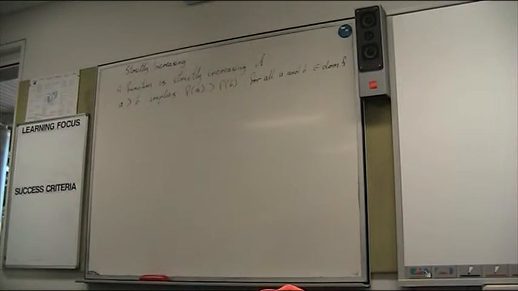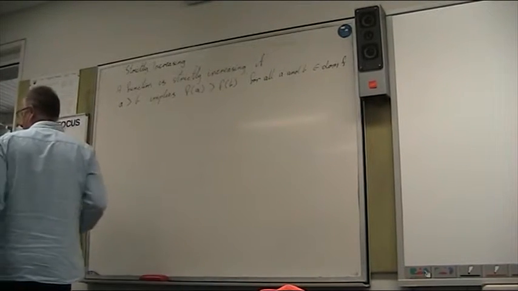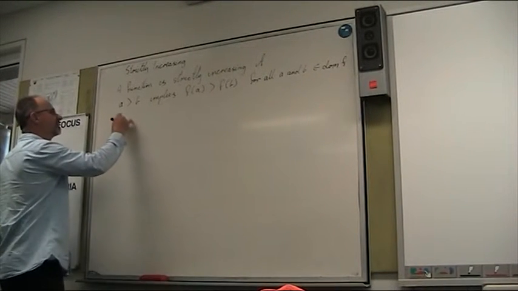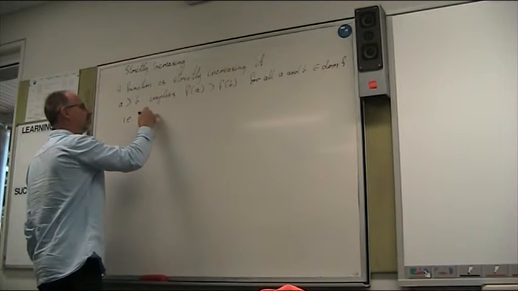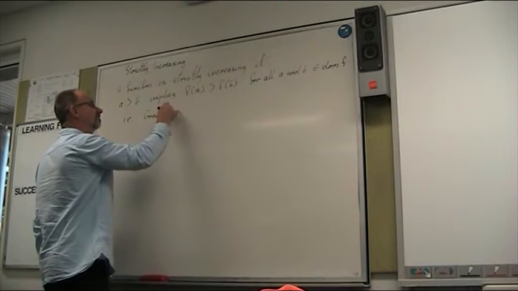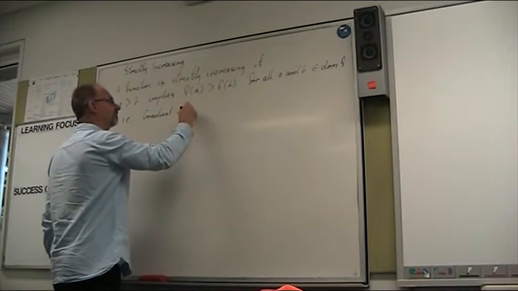Alright, that's the mathematical mumbo jumbo. What does that mean? What it means is that something's strictly increasing if the gradient is positive.